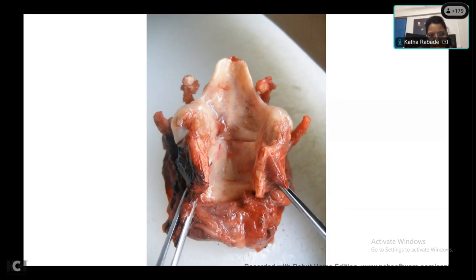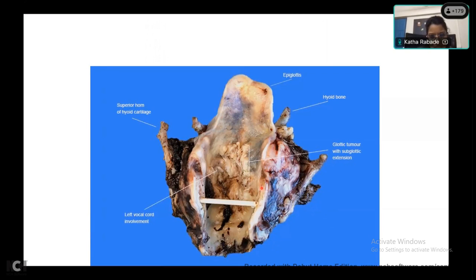Another example, a very tiny ulcerated tumor is seen here, again opened from the posterior aspect. This is another tumor, whose epicenter looks like it is in the glottis, but it is extending to the subglottis extensively.